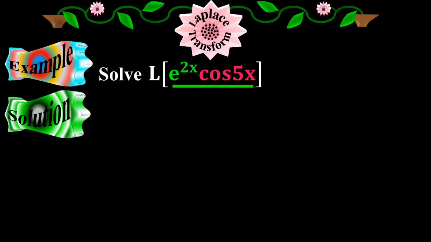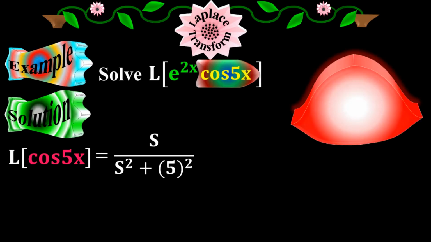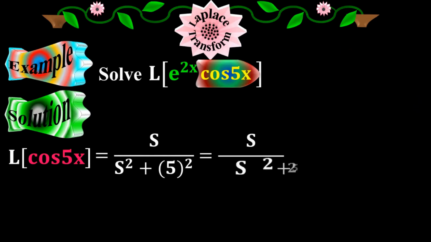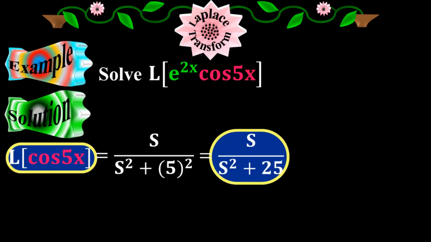Solution. Since f of x is the product of two elementary functions, I'm going to find them individually first. Let me take cos 5x first, which is the trigonometric function, and I also call it the fourth elementary function, which is the fourth elementary condition. Laplace of cos 5x equals s over s squared plus 5 to the 2. I apply the fourth elementary condition here, which is cos ax equals s over s squared plus a squared, where my constant a is 5 here. It equals s over s squared plus 25. So Laplace of cos 5x equals s over s squared plus 25.